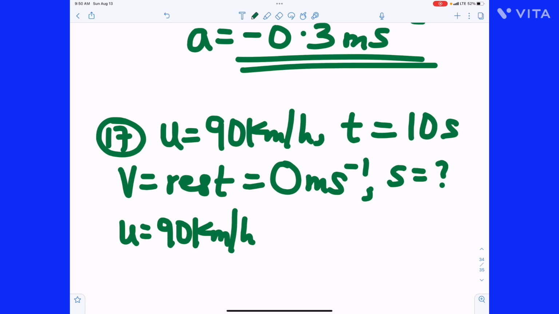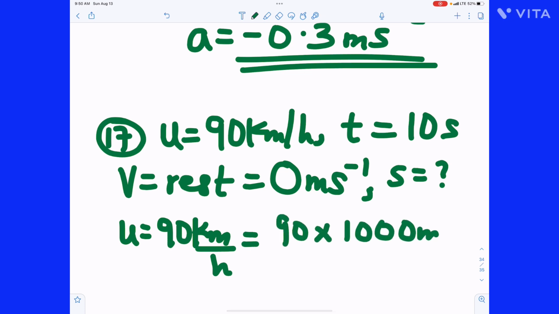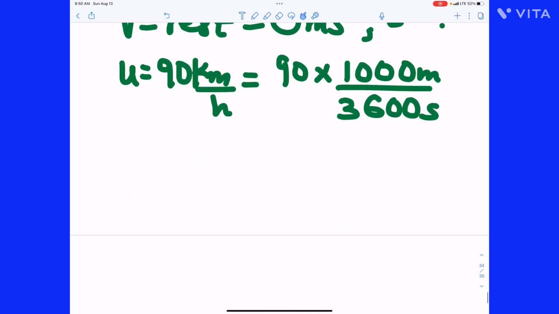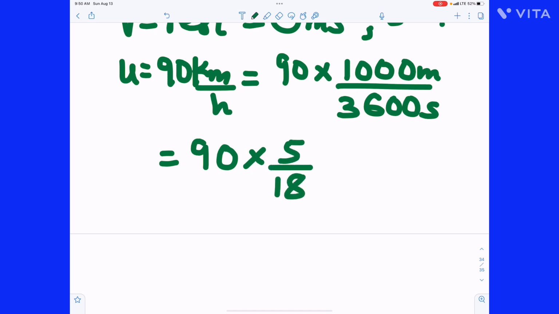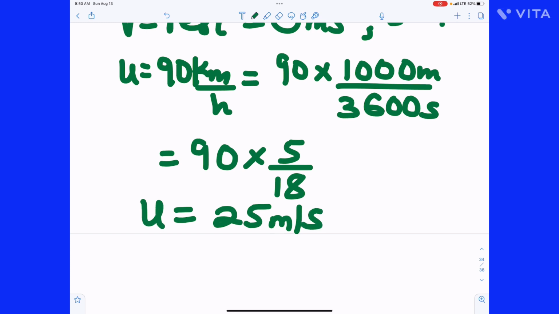Let's try and change this kilometer per hour to meter per second. 1 kilometer is 1,000 meters. 1 hour is what? 3,600 seconds. So that gives us what? That gives us 90 times 5/18, which is what? 25 meters per second. So our initial velocity is the same as 25 meters per second.